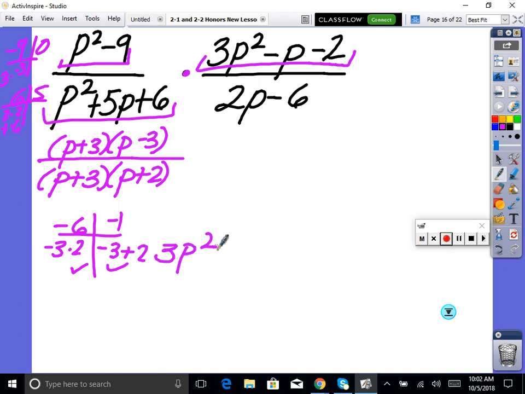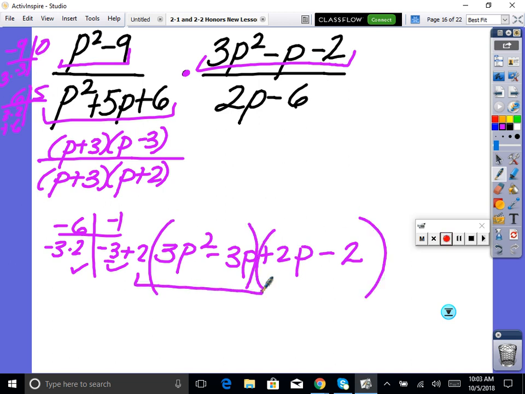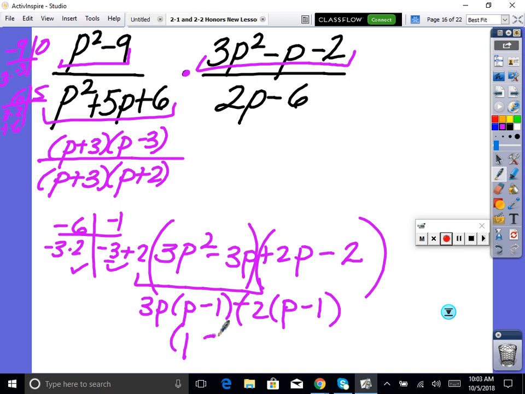So I drop down 3p squared. I drop down negative 2. Breaking down the middle term as these two factors. Minus 3p plus 2p. Factoring by grouping. Pulling out the greatest common factor, 3p. Left is p minus 1. Pulling out a positive 2. Left is p minus 1. Pulling out p minus 1. And then left is 3p plus 2.